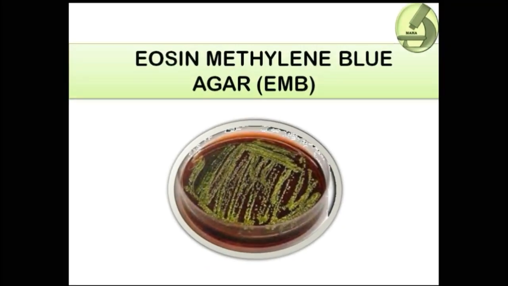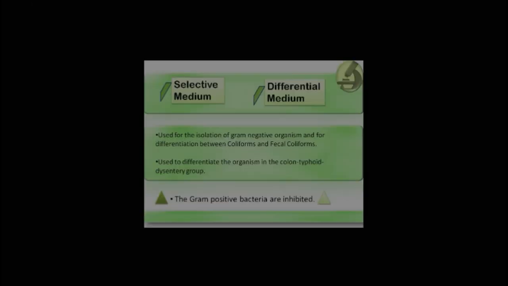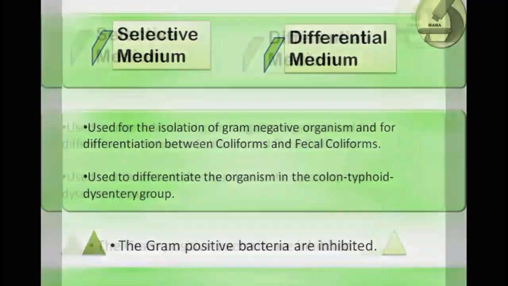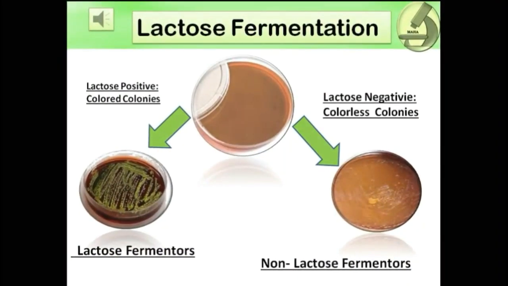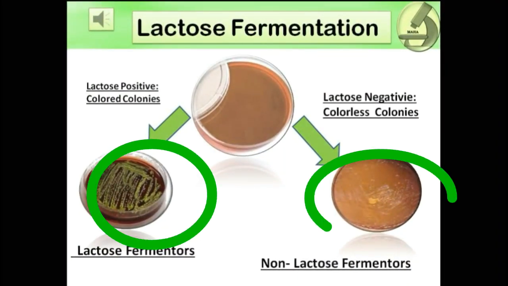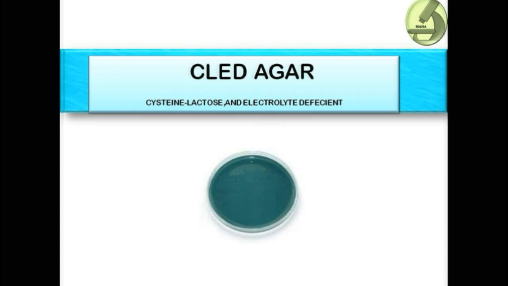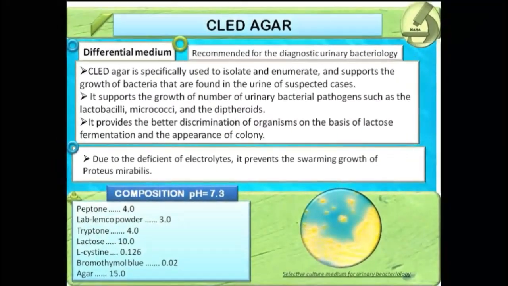Eosin methylene blue agar. It assists in the visual distinction of Escherichia coli. It can easily differentiate the lactose fermenters and the non-lactose fermenters. Cystine lactose electrolyte deficient medium. It is recommended for diagnostic urinary bacteriology.